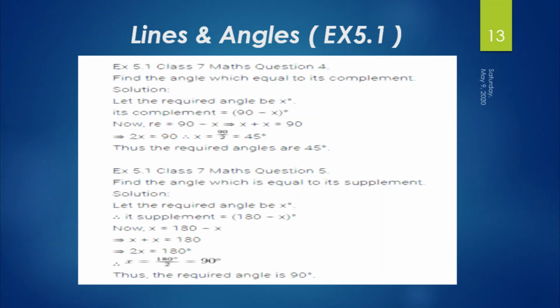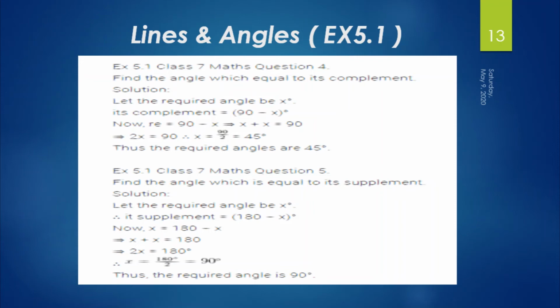Similarly, question number 5 is: find the angle which is equal to its supplement. Supplement is, again, where the sum is 180. Let the required angle be x, its supplement is 180 minus x. So x is equal to 180 minus x, x plus x is 180, twice of x, 2x is 180, and x is equal to 180 divided by 2, which is 90 degrees. The required angle is 90 degrees.